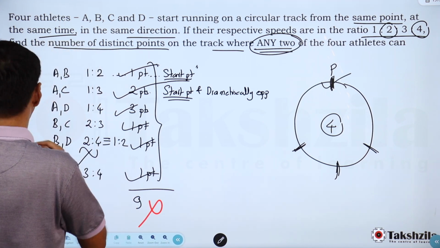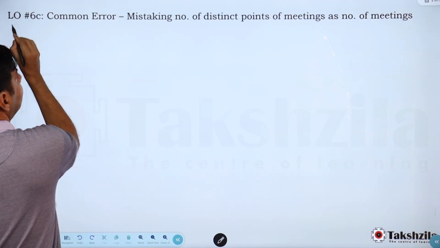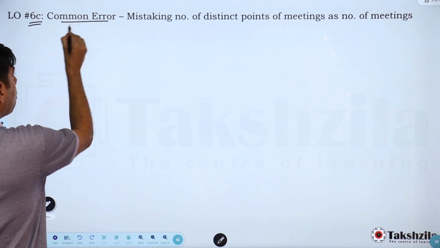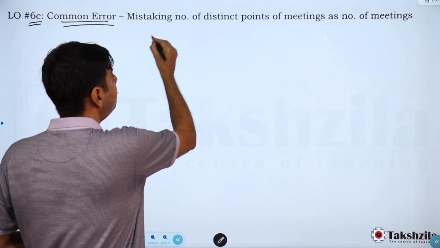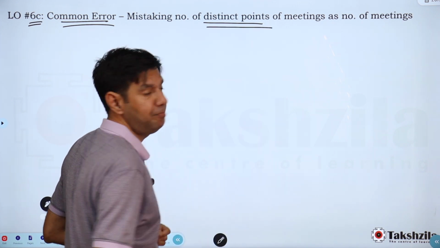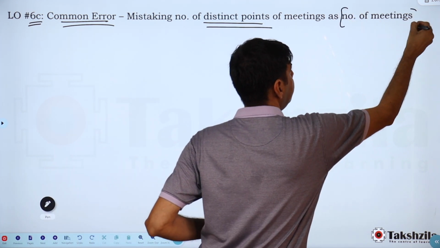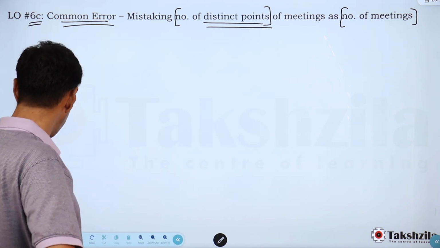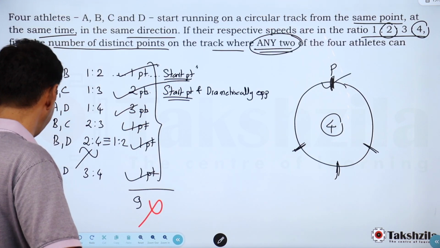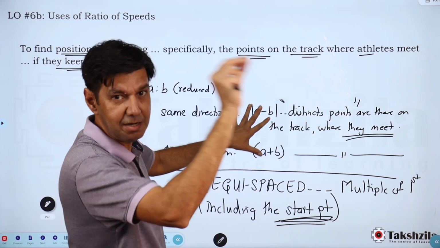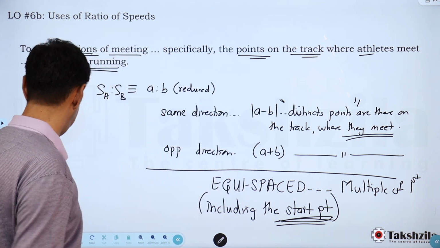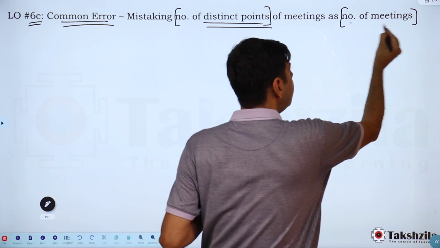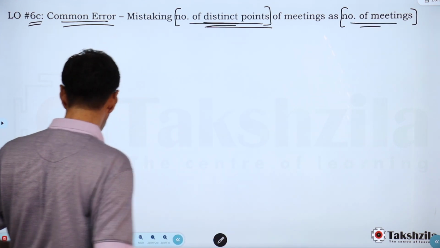So let's see what's next on the agenda. Before we move to the 7th one, there's this common error of mistaking the points of meeting as the number of meetings. A lot of people make this error. Somehow they feel this is a lot of insight: wow, I know where all they can meet. Oh, they can meet 4 times. They can meet 8 times. No, it is not the number of meetings. It is the number of points where they can meet.